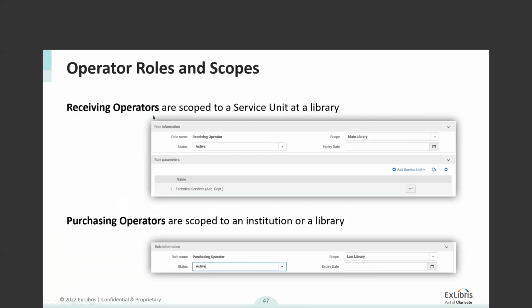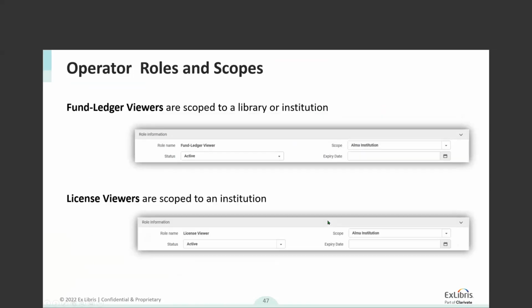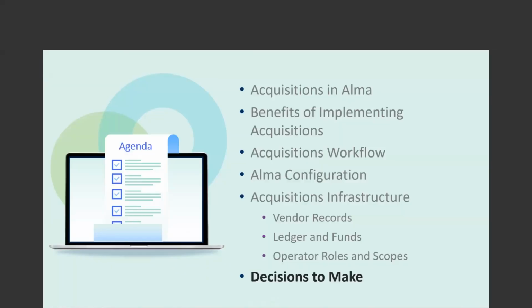For instance, receiving operators are scoped to a service unit at a library. Purchasing operators can be scoped to either an institution or a library. Fund ledger viewers, again, library or institution. Now it all depends on what you have: how much can that person see? How many departments do you have? How private do you want to keep that information? Licensed viewers are strictly at an institution. That's just information about how and when and seats of electronic resources. That's not highly secure information.